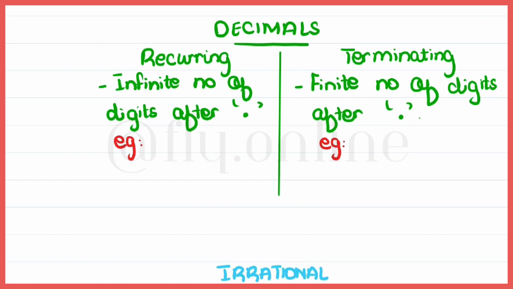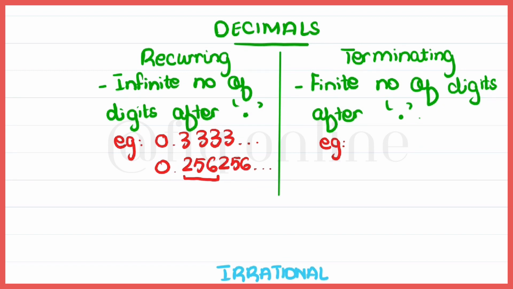Decimals can be of two types. They can either be recurring or terminating. Recurring decimals are where we have an infinite number of digits after our decimal point, such as 0.3333 or 0.256256. Here we can see that we have 256 that is being repeated as a series of numbers.